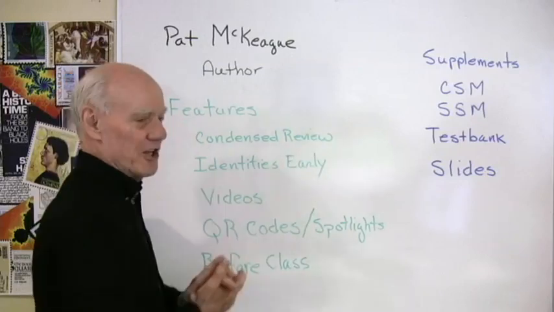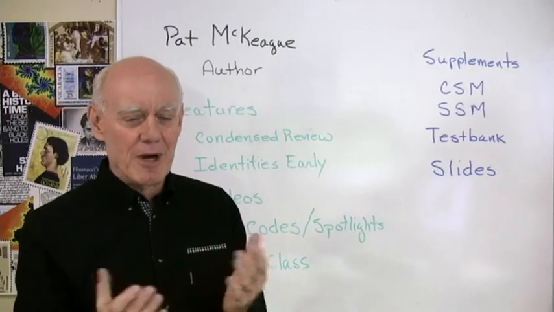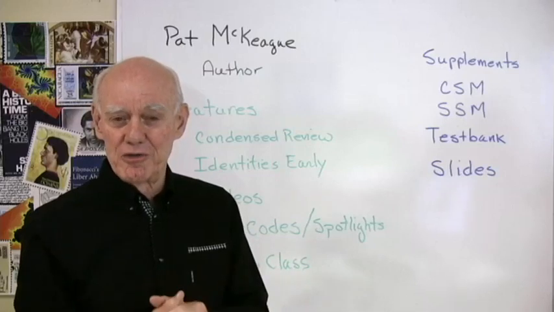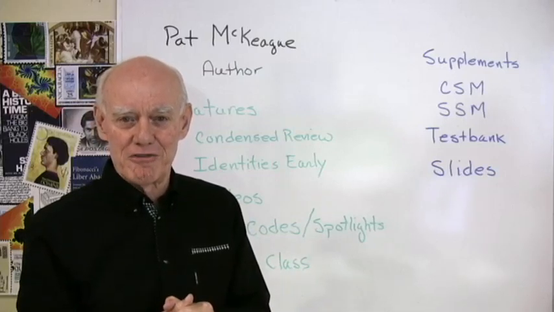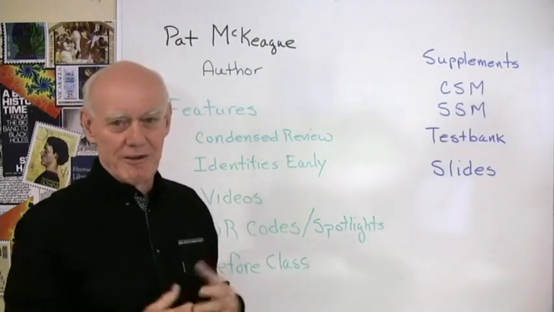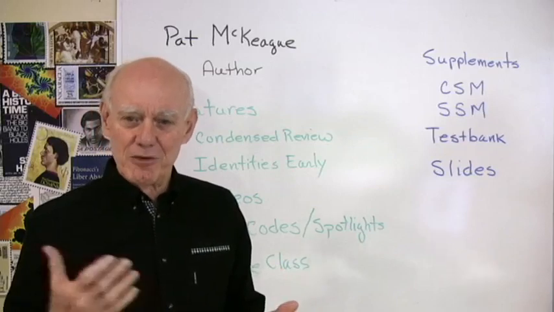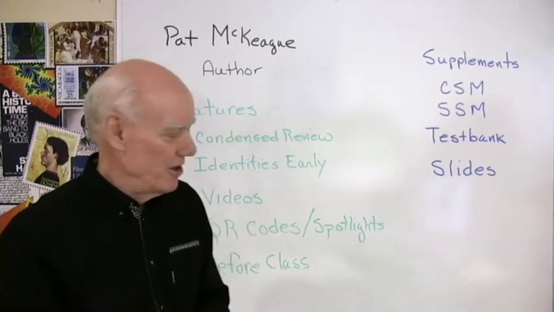Number one, we have a condensed review. So we have two sections of review, and by the third section of the book, students are right into their first definition for the trigonometric functions. We cover identities early, in chapter 1. It's kind of a light look at identities, and we cover them in more detail later in the book.